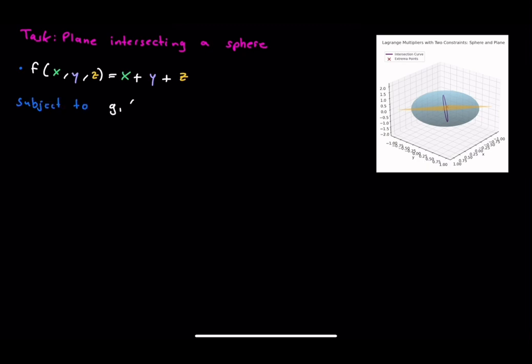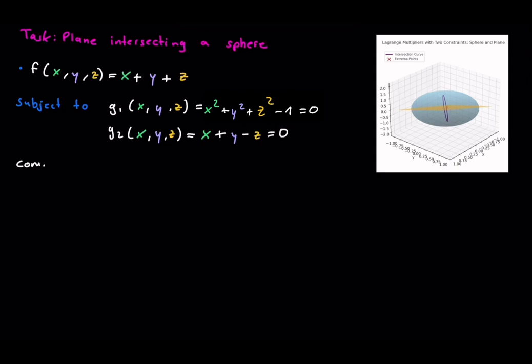Let's go through an example. We want to find the extrema of f of x, y, z equals x plus y plus z, subject to the 2 constraints. g1 equals x squared plus y squared plus z squared minus 1 equals 0, and g2 equals x plus y minus z equals 0. So we're looking for the highest and lowest points where the plane x plus y minus z equals 0 cuts through the unit sphere x squared plus y squared plus z squared equals 1.